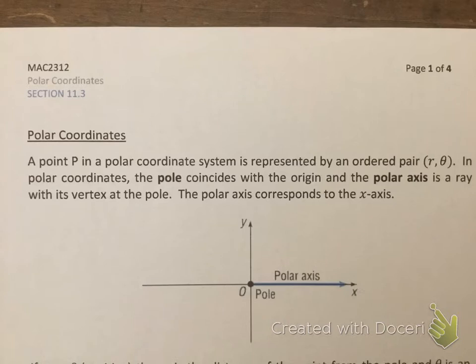All right, you are used to Cartesian coordinates, X, Y. Today we're talking about polar coordinates. So some point, we'll call it P, in a polar coordinate system has coordinates that look like this for the ordered pairs, r, theta.